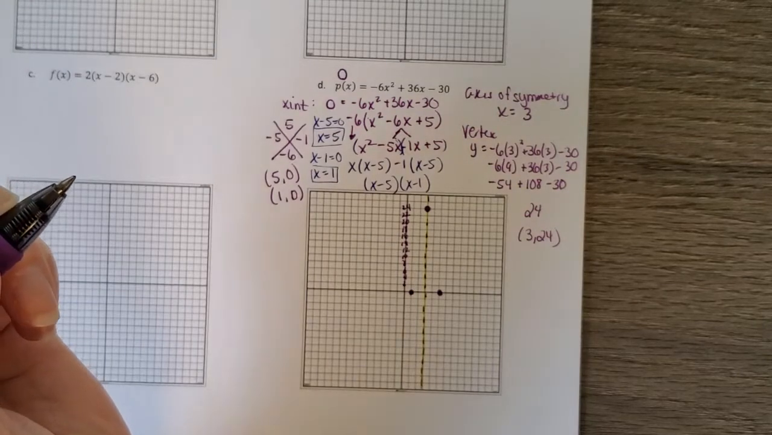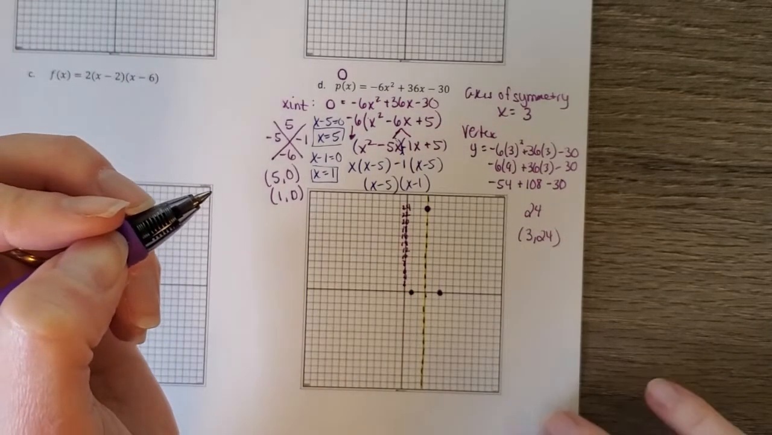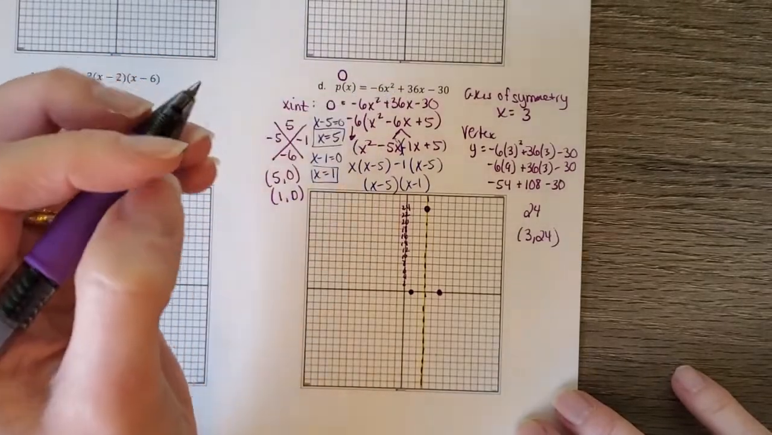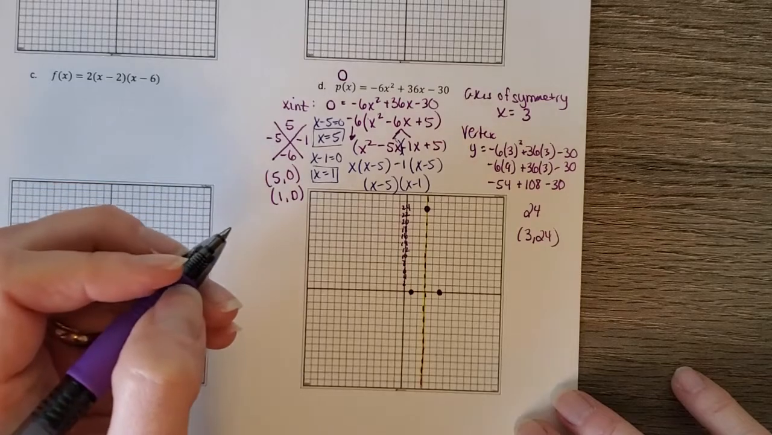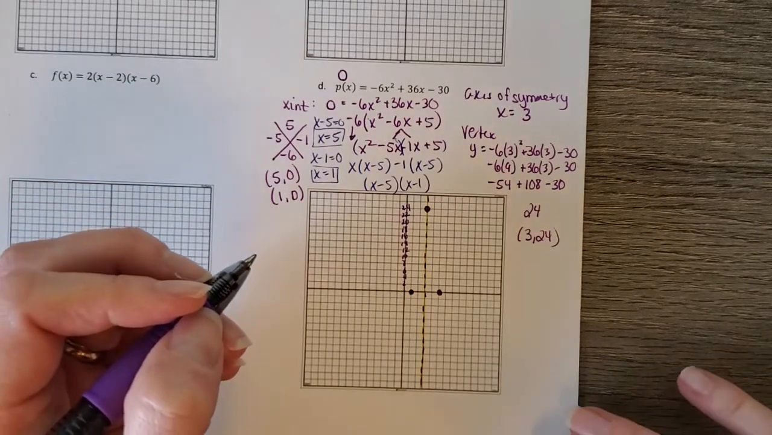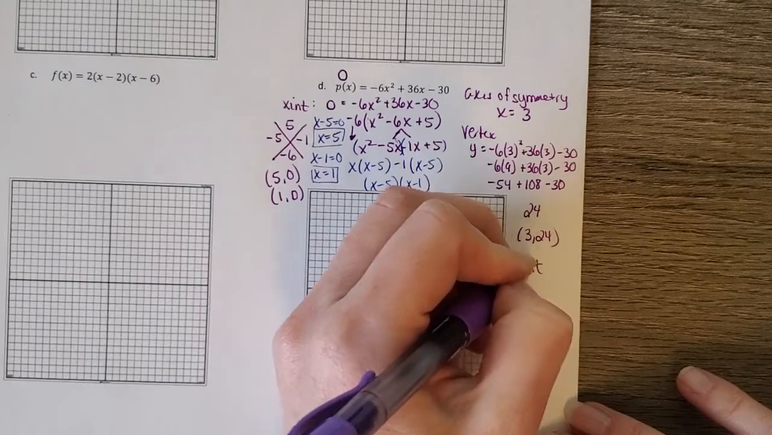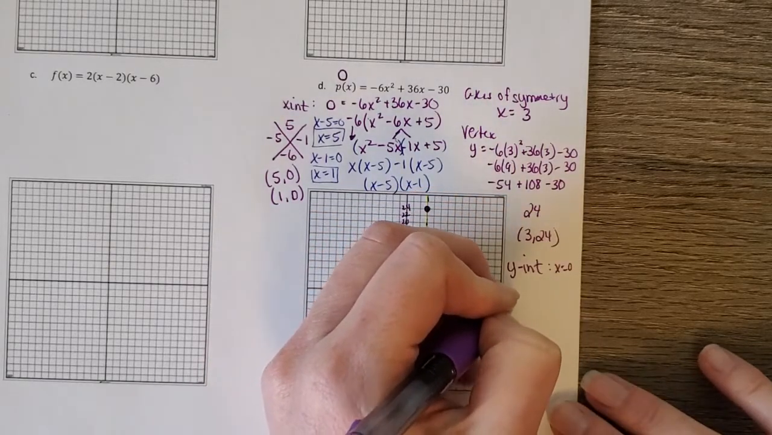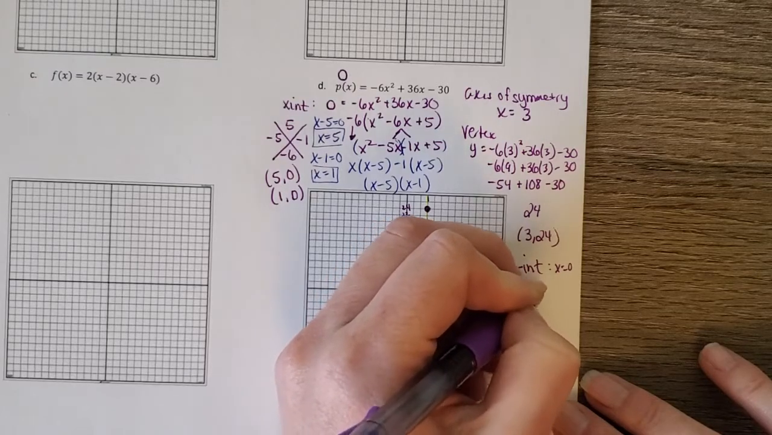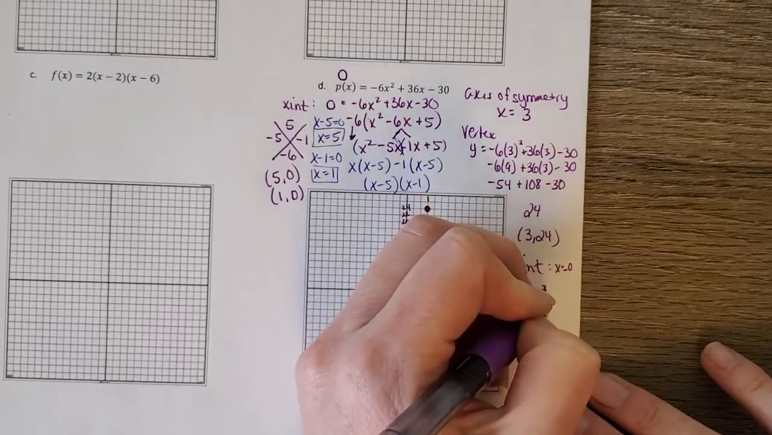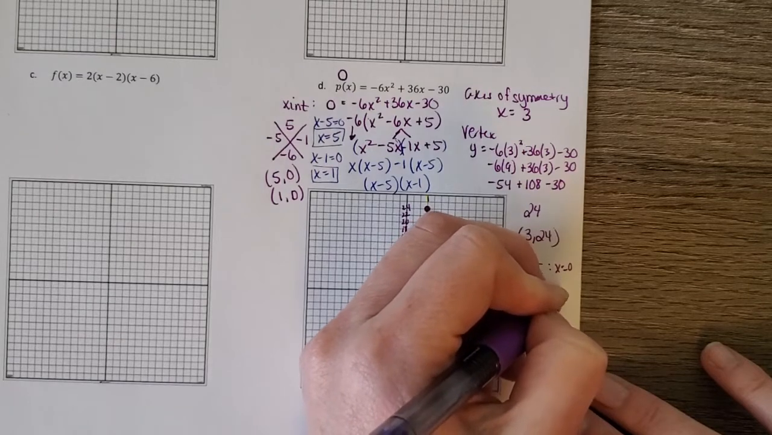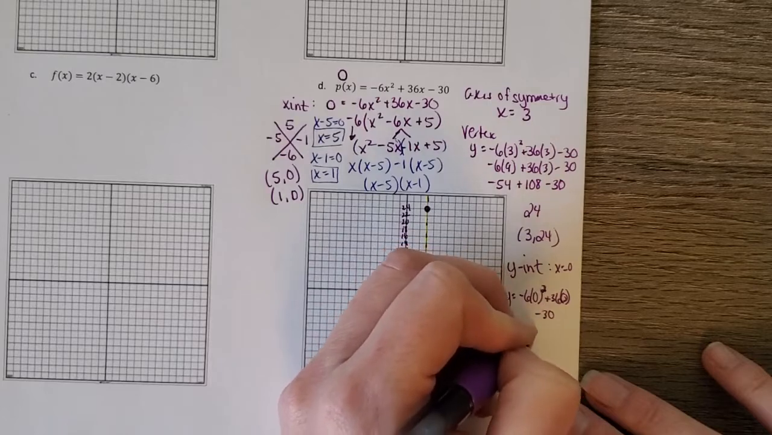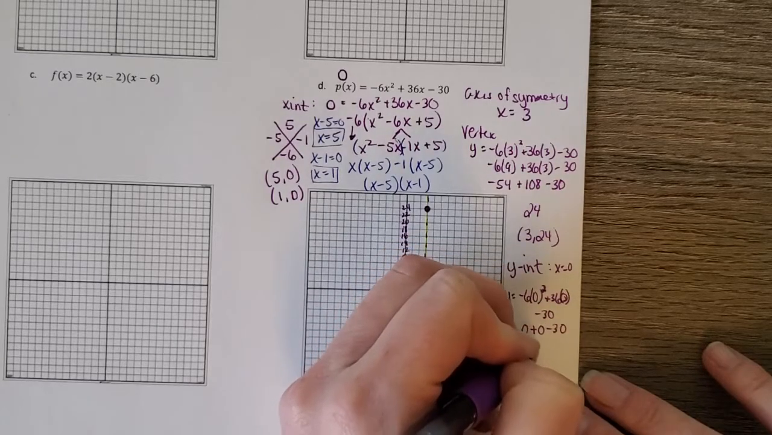Okay, and then the next step after we have our vertex is to find our y-axis. Remember, it's the y-intercept, not the y-axis. The y-intercept is the point when x equals 0. So we're going to go back to our equation. We're going to put y equals, and we're going to plug in 0 for all the x's. 0 squared plus 36 times 0, and then minus 30. And that's going to give us 0 plus 0 minus 30, or negative 30.